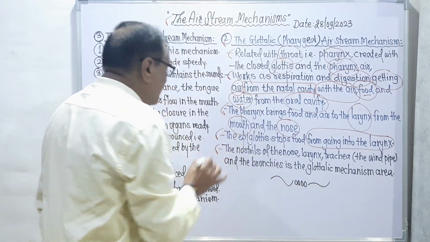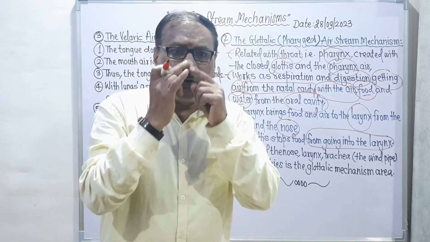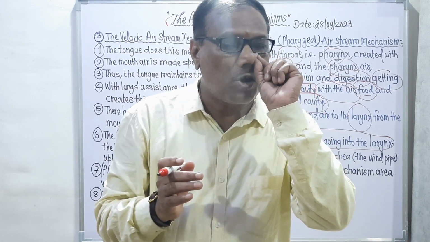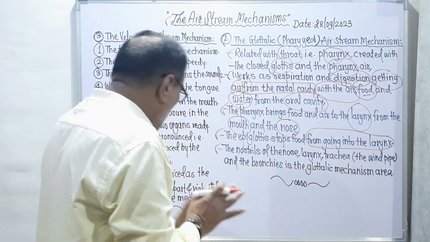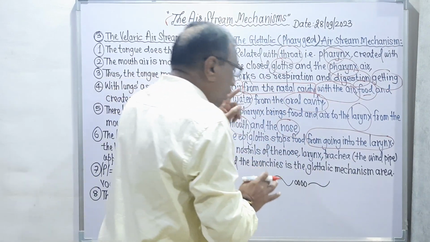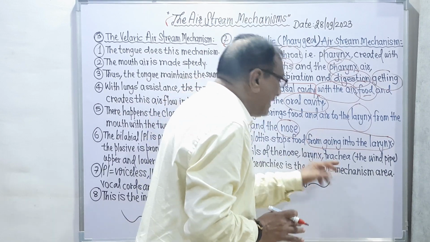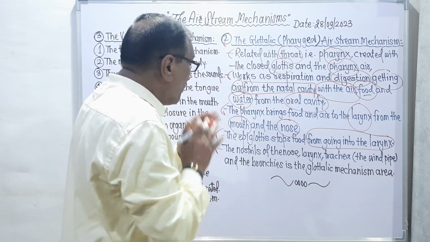The next is the nostrils of the nose. Remember, this is our nose and there are the nostrils. This is the first nostril and this is the second nostril. And so the nostrils of the nose, then the larynx, then the trachea, that is the windpipe, and the bronchus.